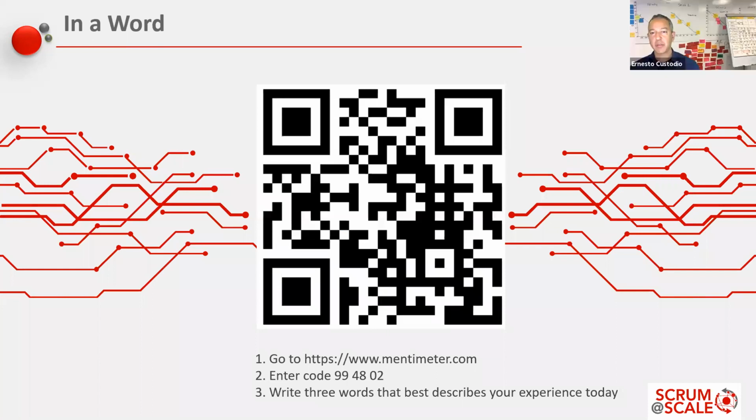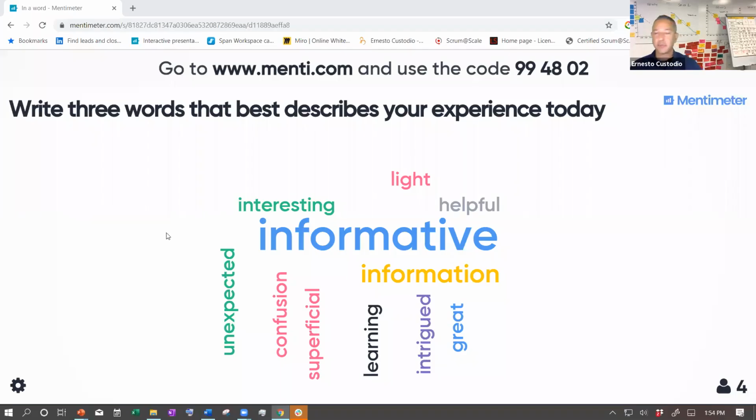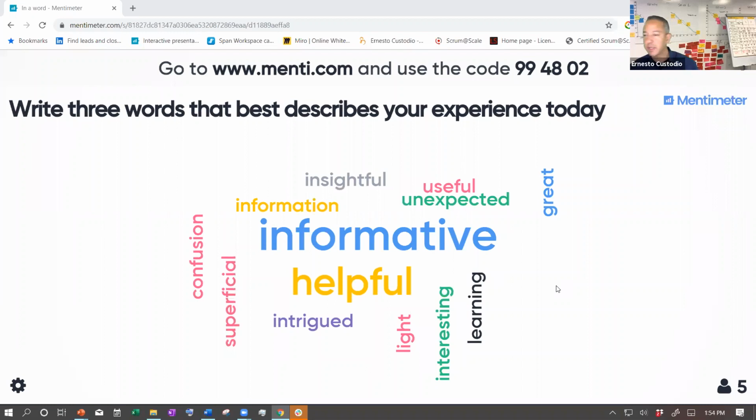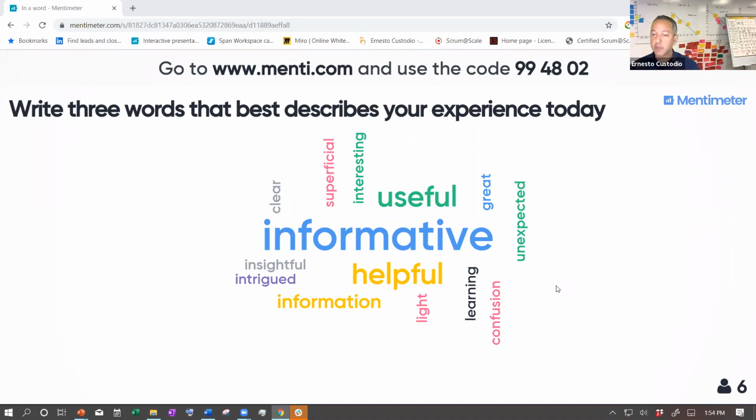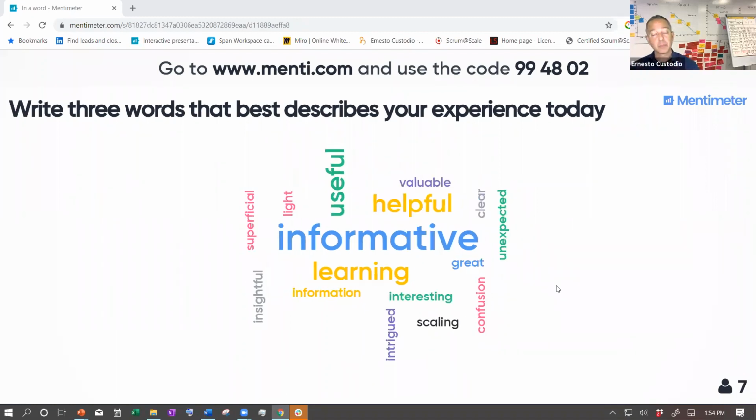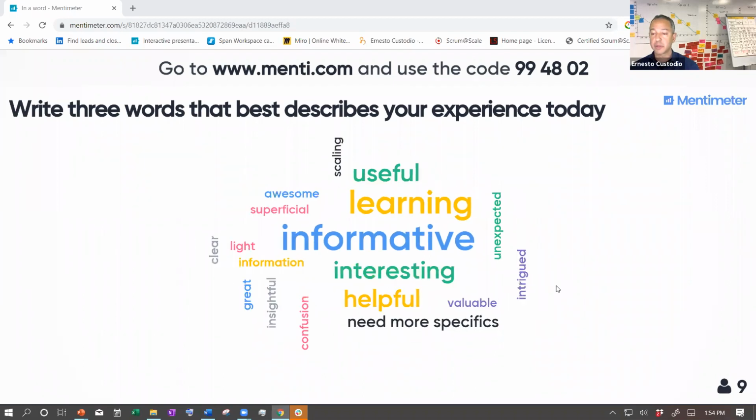Okay, so we got some answers that are loading now, and we're going to see that in real time. And we have a word map: informative, interesting, learning, great, superficial. Yeah, we are limited by time, unfortunately, in these sessions. So we try to give you as much as we can. There are more sessions diving into specific topics that will be coming up as well throughout the next weeks and months. So we hope you continue to join us.